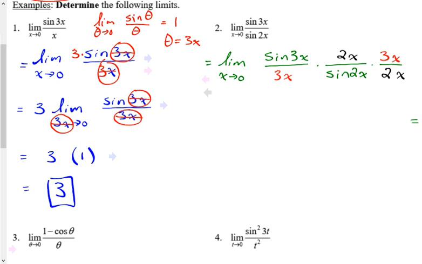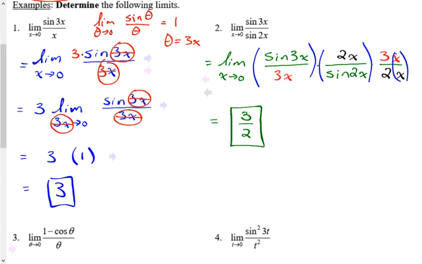Well, now I can see that here I have a sine theta over theta, and here I have a theta over sine theta. So both of those limits as x goes to 0, those are both going to go to 1, and then what I'm left with at the end is these x's cancel out, and I get 3/2 as the value of my limit.